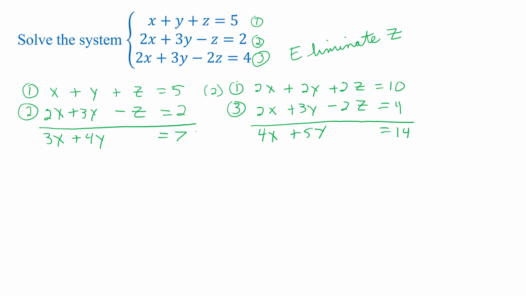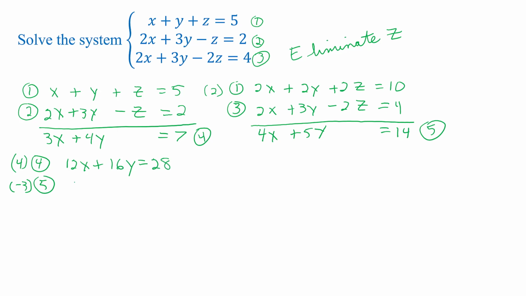Okay, and let's give these new equations names too. So 3x plus 4y equals 7, I'll refer to as equation 4. 4x plus 5y equals 14, I'll refer to as equation 5. And to add these 2 equations together, I think I'll try to eliminate x here, which I need to do that, I need to multiply equation 4 by 4, and I need to multiply equation 5 by negative 3. So let's see, 4 times equation 4 would be 12x plus 16y equals 28.